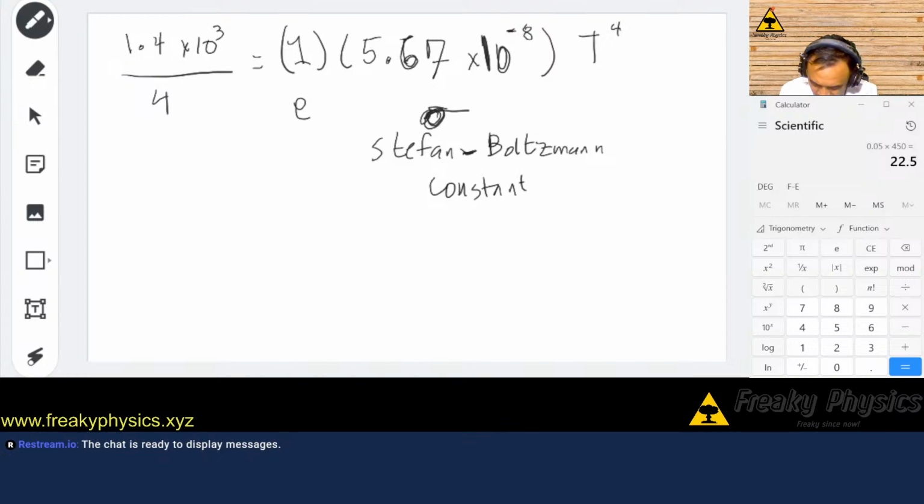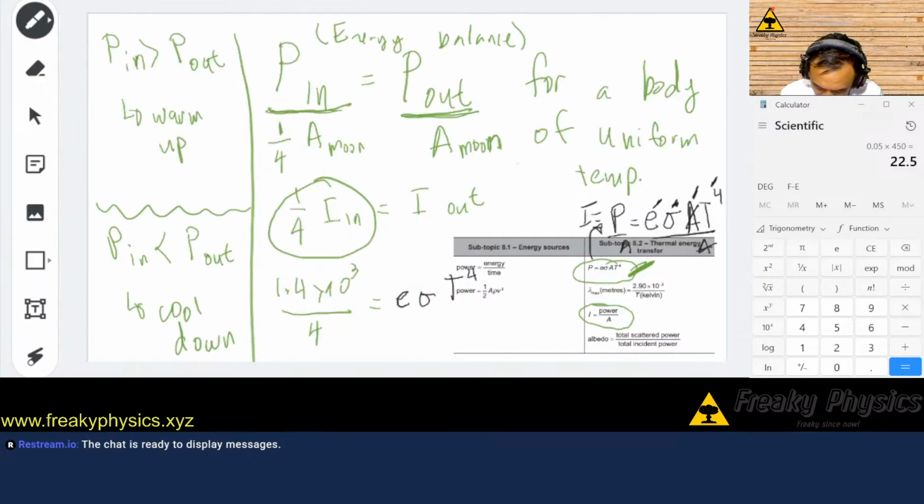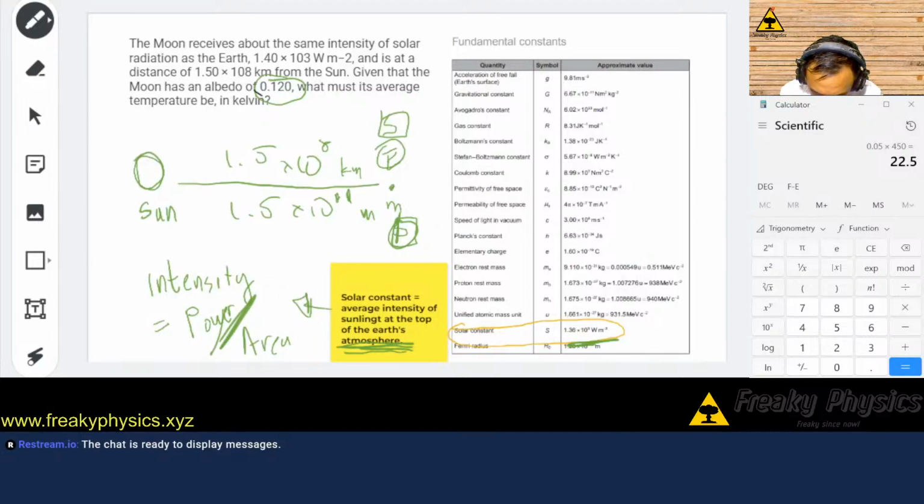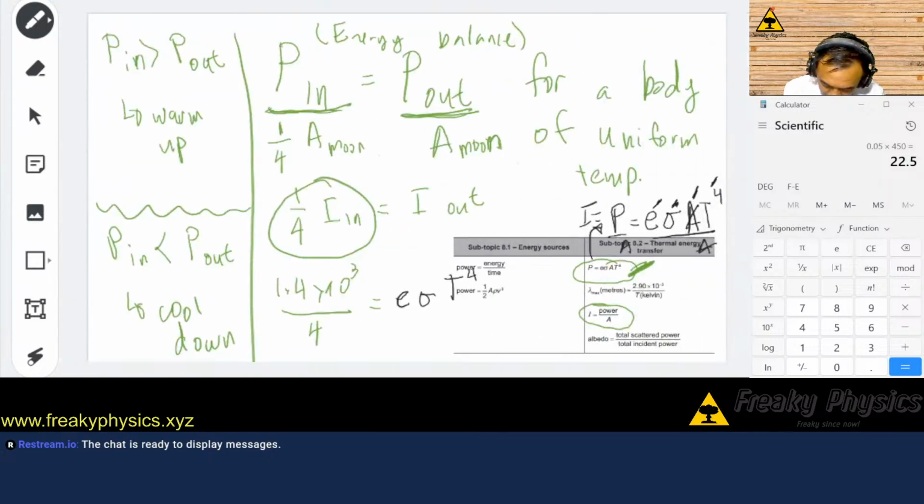Okay, carrying on, we forgot something. We forgot to take into account the albedo of the moon, right? So we're going to have to multiply the power in by the remnant. In other words, we're going to have to multiply this by 0.88. Where do we get that 0.88? The albedo. Yes, the albedo is 0.12, right? Okay, let's put that in.